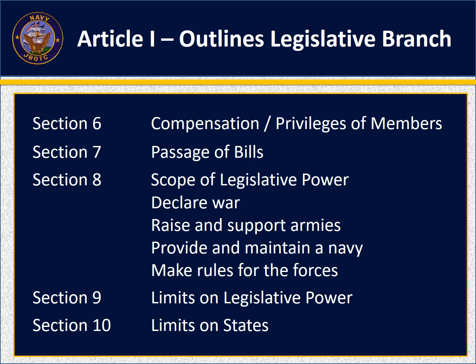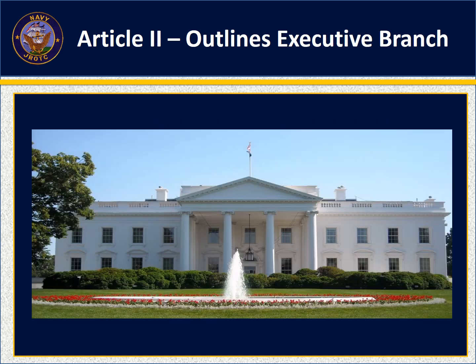Section 6 is compensation or privileges of members, and they are compensated. They'll make sure that they vote to give themselves a pay raise whenever they get a chance. Section 7 is the passage of bills, how bills are passed and enacted. Section 8 is the scope of legislative power, which is power to declare war, raise and support armies, provide and maintain a navy, make rules for the forces. Limits on legislative power comes from Section 9, and the limits on states is Section 10.